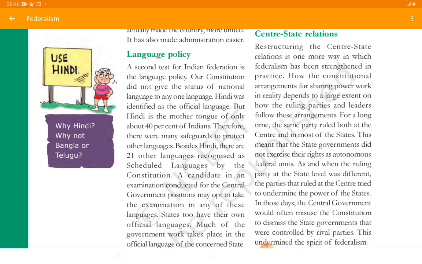In those days, the central government would often misuse the Constitution to dismiss state governments that were controlled by rival parties, and this undermined the spirit of federalism. So that was also one of the things. If one party is forming the central government and another party is forming the state government, obviously the central government is going to dominate over those state governments, as it is a different party or an opponent party.